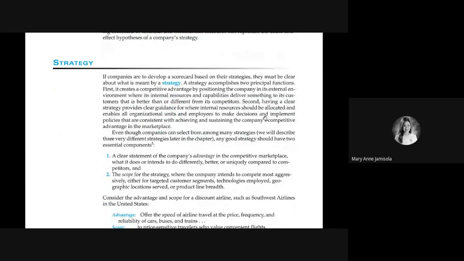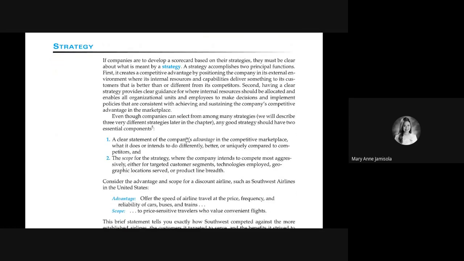Okay, so in preparing your objectives, in defining your objectives, you need to also consider your strategy. Now, strategy has two essential components. You have first a clear statement of the company's advantage in the competitive marketplace, what it does or intends to do differently, better, or uniquely compared to competitors. So this is more of the strengths side of the company.